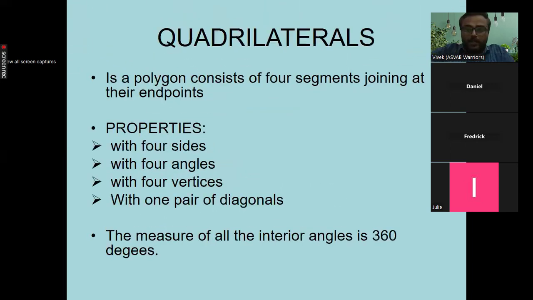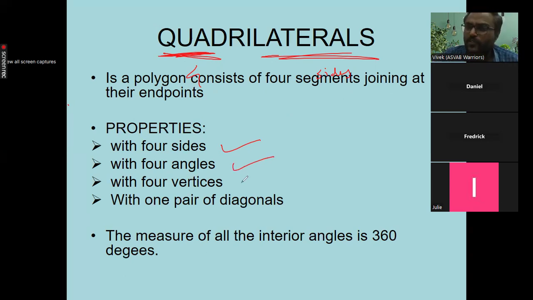So quadrilaterals. Basically, what are quadrilaterals? Quad means four. Laterals means sides. So a polygon having four sides is nothing but a quadrilateral. Quad, four. Lateral, sides. Four sides. Quadrilateral. Okay. Four sides, four angles, four vertices, and one pair of diagonals. Diagonals means the lines connecting alternating vertices, you can say.